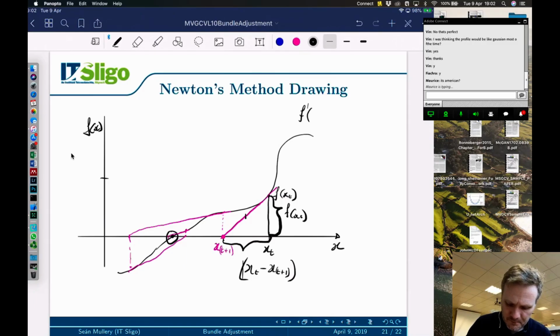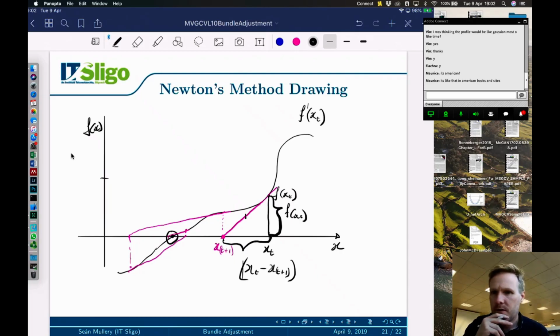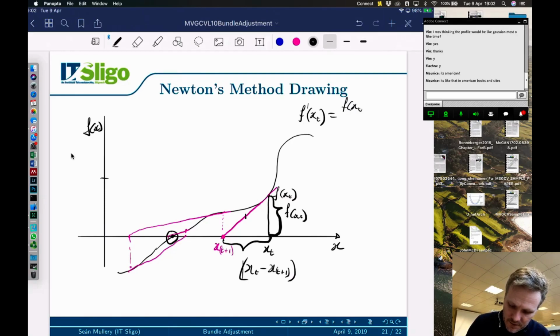So this is f of x. What do we find? We're looking for f of x t. Okay, very good. Maybe that's where it comes from. So what we're trying to do is find the derivative, and what we would say is that the derivative is equal to these two numbers, the rise over the run here. So we would put the f of x t, its position, over the xt minus xt plus 1, is how we would write that.